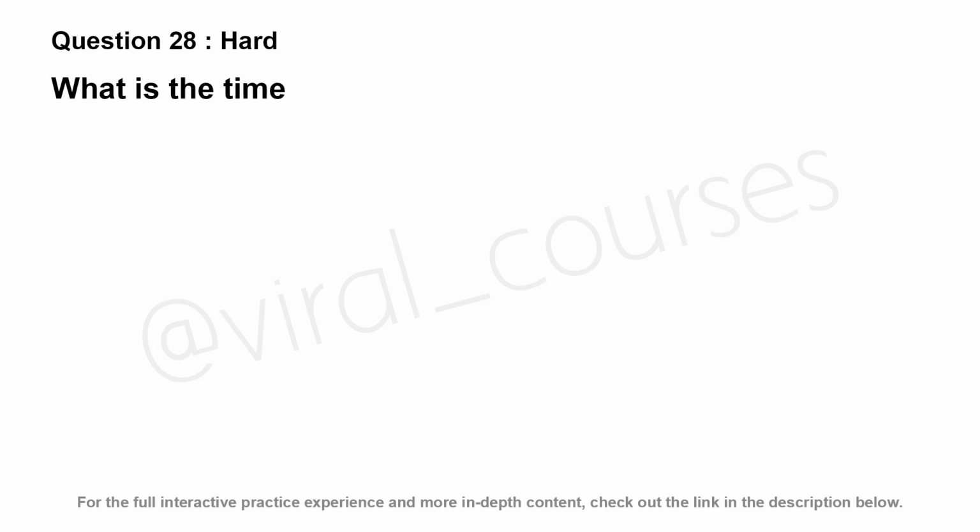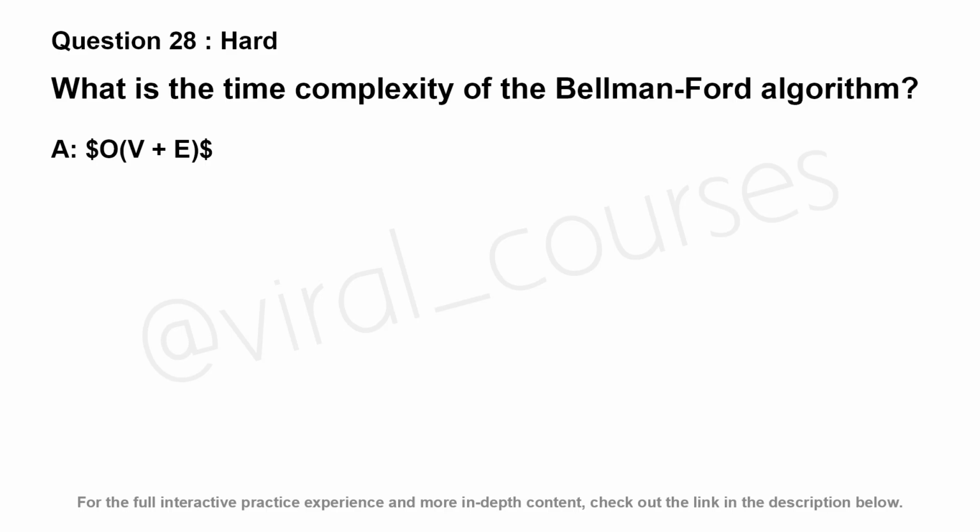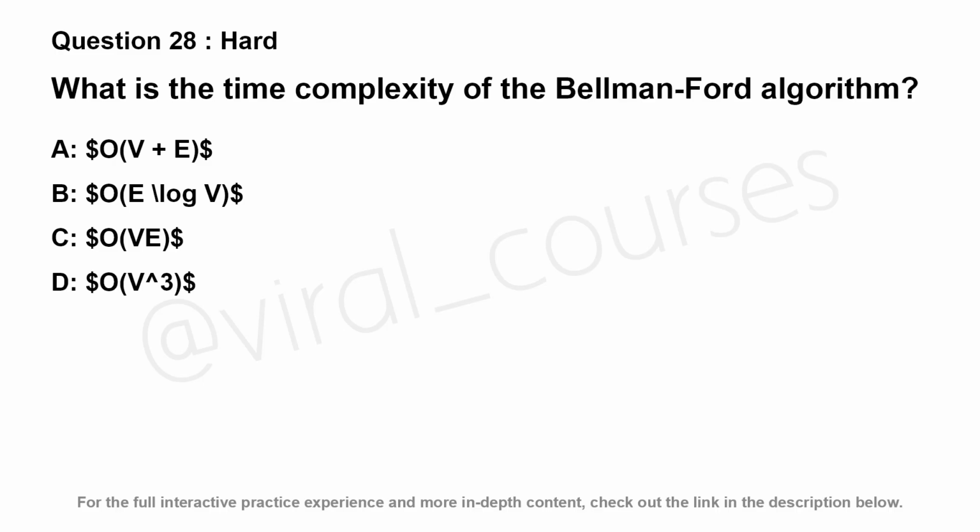What is the time complexity of the Bellman-Ford algorithm? Option A, O(V plus E). Option B, O(E log V). Option C, O(V times E). Option D, O(V cubed).